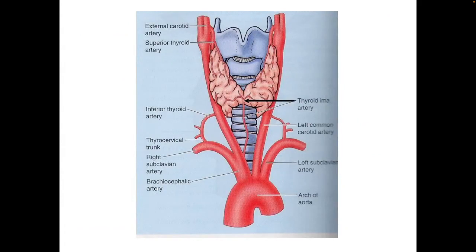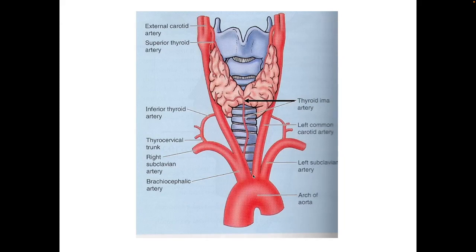In 10% of people, sometimes an artery called the thyroid ima artery, or in Latin arteria thyroidea ima, is present. It arises directly from the brachiocephalic trunk or the arch of the aorta. So there is a variation. It can arise directly from the brachiocephalic trunk or arch of the aorta, or it can also come from the right common carotid.